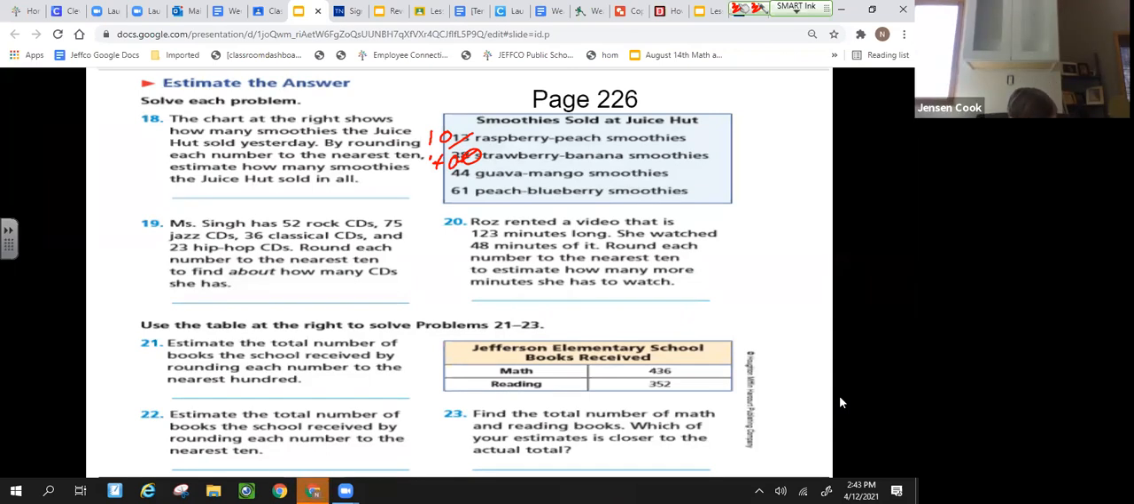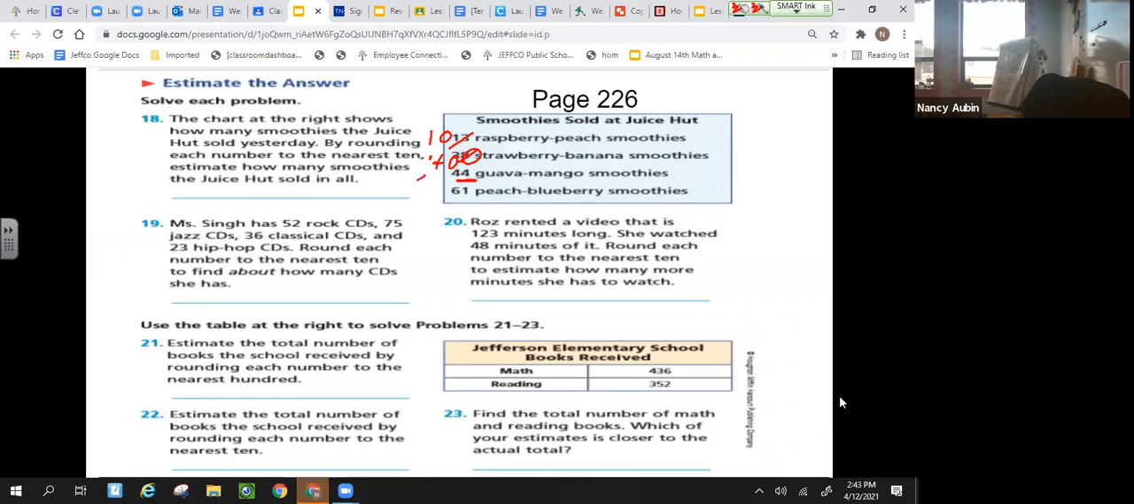Okay, what's next? Sunny. 44 is going to round to what? 40. 61. Cooper, what is it going to round to? 60. Now what do I do? I've rounded, but how do I find the answer? Lyric. Now that I've rounded, because it says the chart at the right shows how many smoothies the Juice Hut sold yesterday. By rounding, we just did that. Round each number to the nearest 10, estimate how many smoothies the Juice Hut sold in all. What does that tell me to do, Lyric? You've got to add them up.